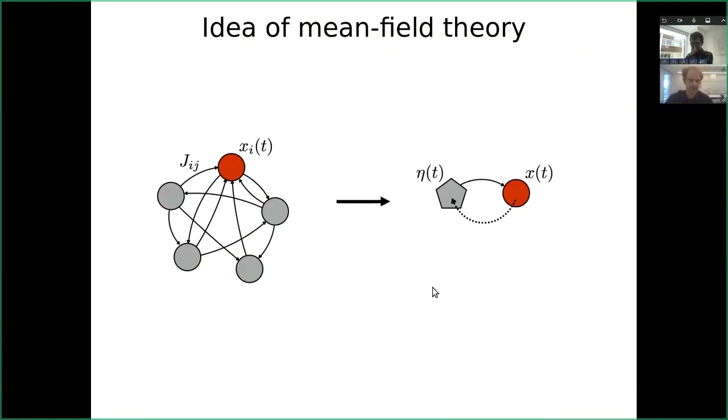To the second part of the talk, which is generally the idea of mean field theory. Let me just quickly check on time.